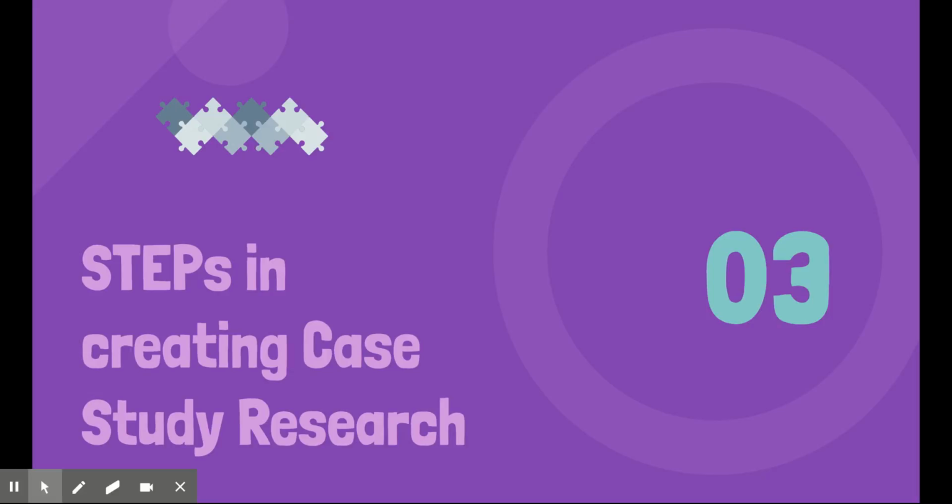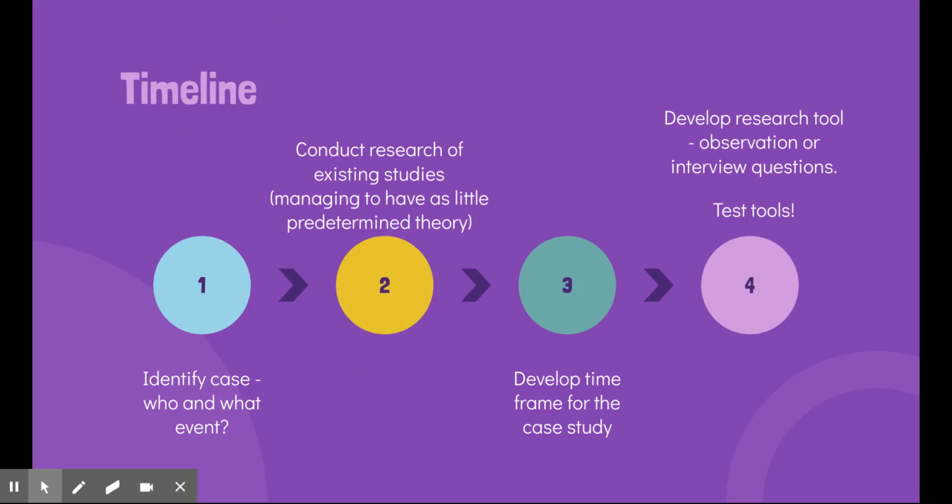So, steps in creating a case research study. First, identifying who and what the event or the phenomenon is, looking at the research of existing settings, but as the researcher trying to have as little predetermined theory as possible, while knowing what is out there. Then developing a time frame for the case study, and developing a research tool, either observations or interview questions. We'll get into that a little bit more.